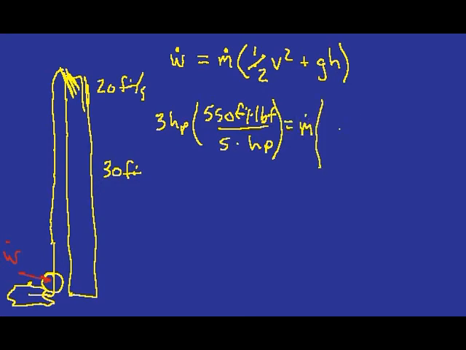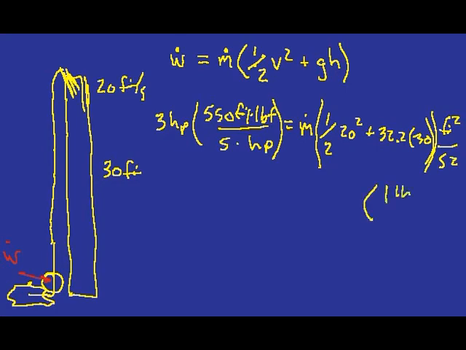times 1/2 v squared, which is 20 squared, plus g times h, 32.2 times 30, and all that'll be feet squared per second squared. Now I'm going to multiply this right-hand side times 1 pound force per 32.2 pound mass feet per second squared. All that's multiplying the right-hand side.